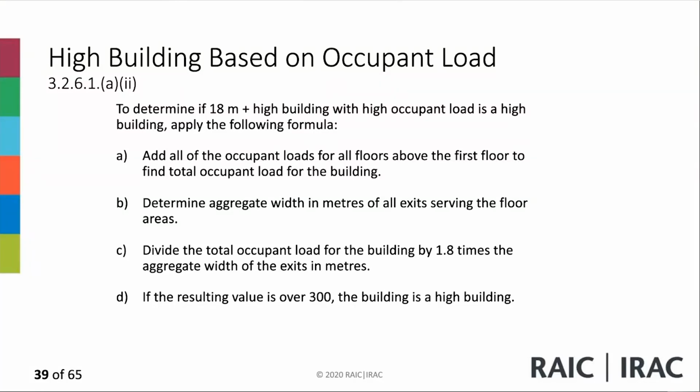So you need to do that for all floor levels and look at the exit stairs at that story, factoring all the aggregate widths and dividing the total occupant load by 1.8 times the total aggregate width. If that result is more than 300, then the building is a high building. So you want to see how much of the exits are accommodating the people from above.